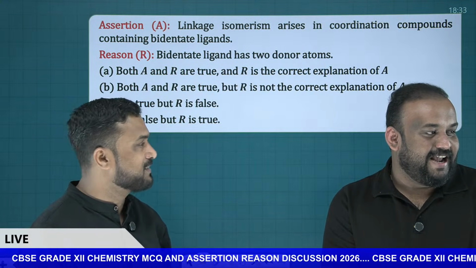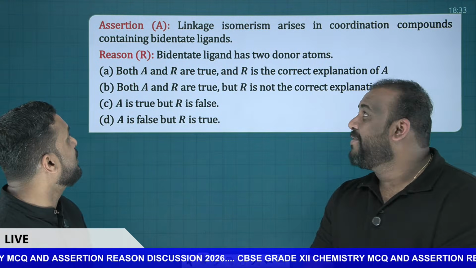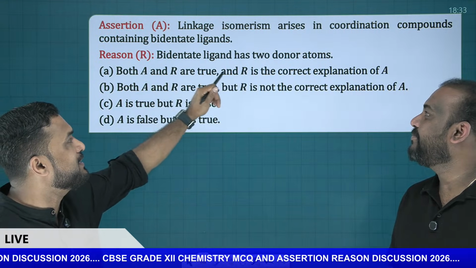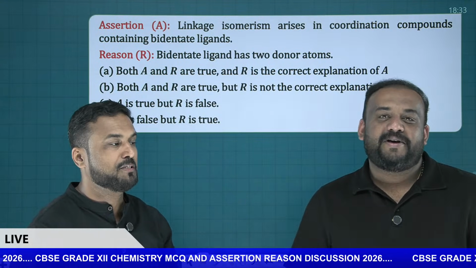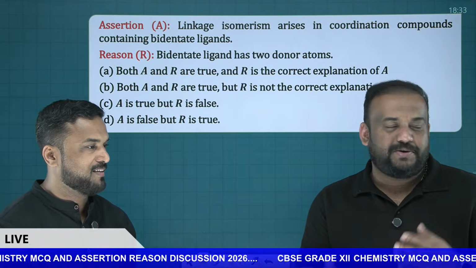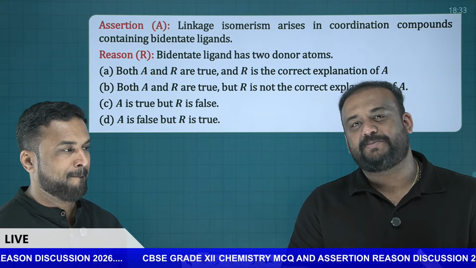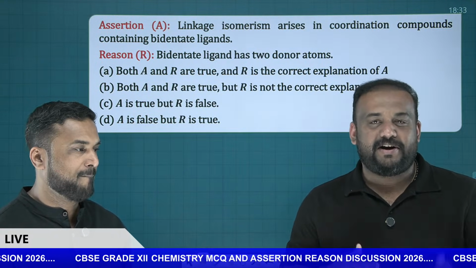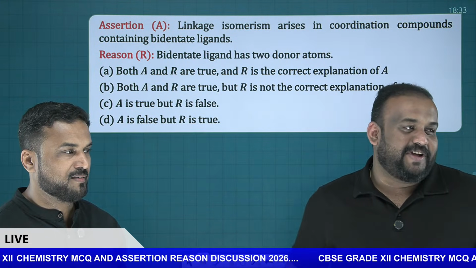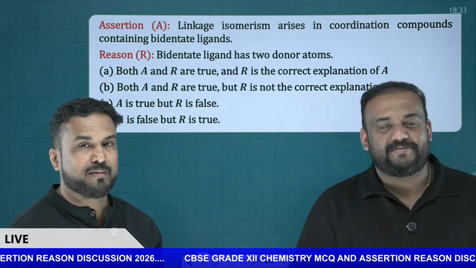Many are answering B. Correct. They are giving: linkage isomerism arises in coordination compounds containing bidentate ligand. The reason they are giving is that bidentate ligand has 2 donor atoms, which means the reason statement is correct. Bidentate has always 2 donor atoms available, but linkage isomerism is not because of bidentate, it is because of ambidentate ligands like nitrito N, nitrito O, thiocyanate, isothiocyanate. So you need to be very careful with that statement. So the assertion statement is false, but the reason statement is the correct one.